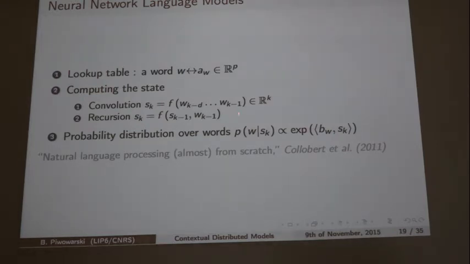So basically, usually it's roughly something which is proportional to the exponential of the dot product of the vector b_w and the state. b_w is again something which is dependent on the word you're considering.